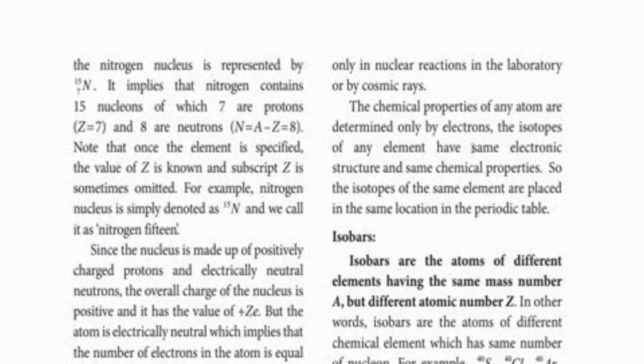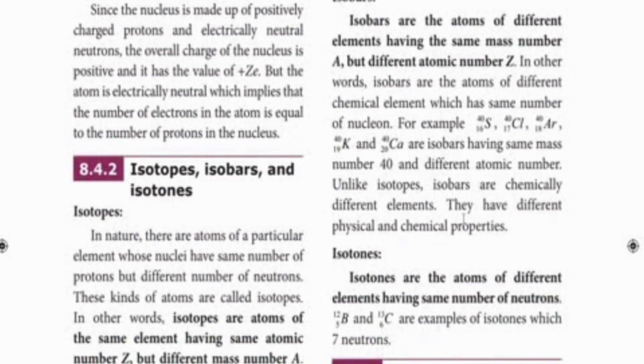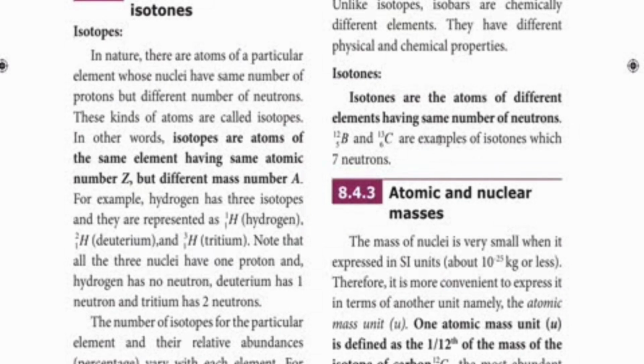The electronic structure and chemical properties of isotopes are the same. Isobars are atoms of different elements having the same mass number. For example, chlorine and argon both have mass number 40, but atomic numbers 17 and 18. So isobars are chemically different elements, different in physical and chemical properties. Isotones are different elements having the same number of neutrons, for example boron 12 and carbon 13.